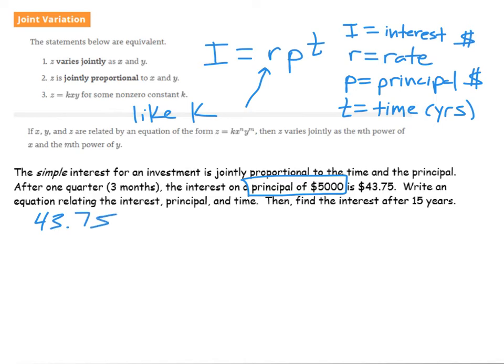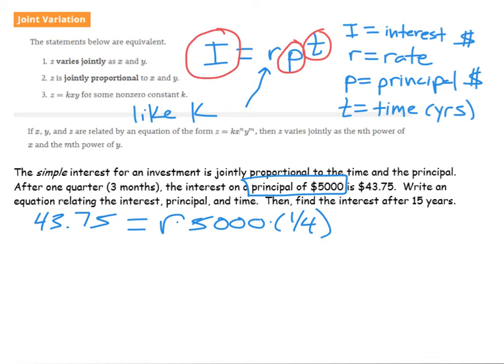Right, so now if I think of R like K, by the way, that means I need all three of these. I need to know how much money was invested, for how long, and how much it earned, which it gives us. It earned $43.75. We don't know the rate. $5,000 was invested, and this part gets a little bit tricky. Time has to be in years. It was invested for 3 months, so that's 1/4 of a year.